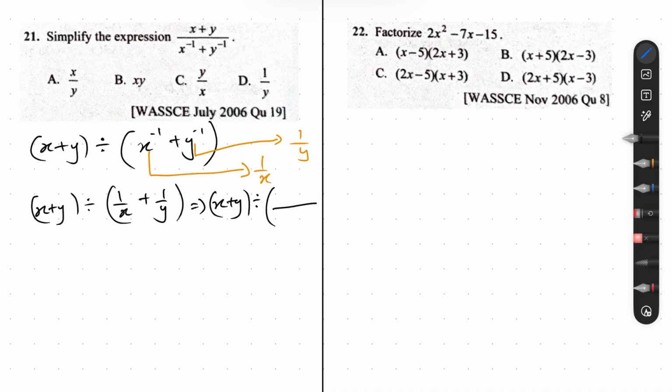Now we can find the LCM. The LCM will be what? xy. What you are doing is finding the LCM of x and y, which is xy. You just multiply them. Now x goes into xy how many times? It cancels the x, left with y. So this y times 1 is y. Similarly, y will cancel y, then we are left with x. So this x times 1 gives us x. So we have x plus y in one bracket divided by y plus x over xy.